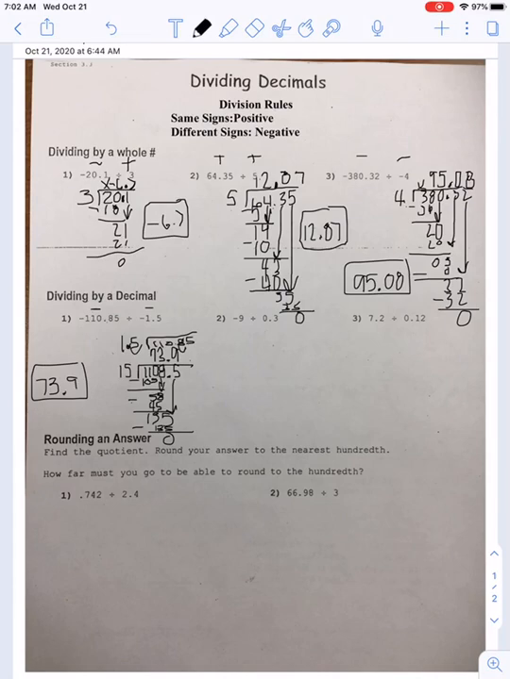Number 2. We have negative 9 divided by 0.3. Remember, the first number is the number that goes under the divisor. The second number goes on the outside.